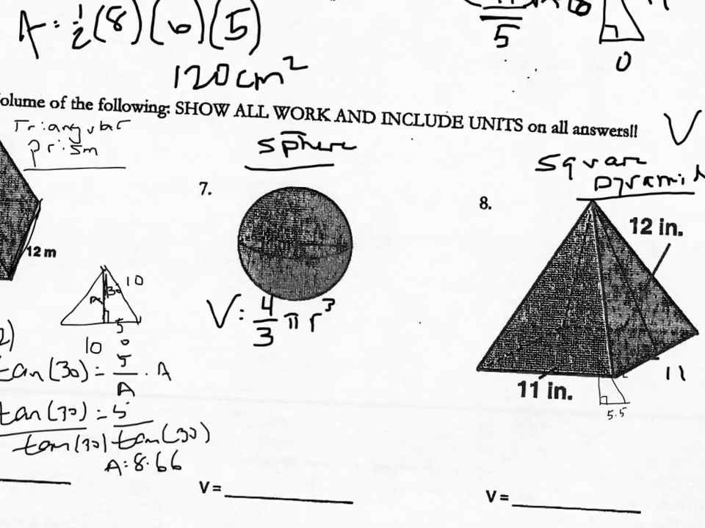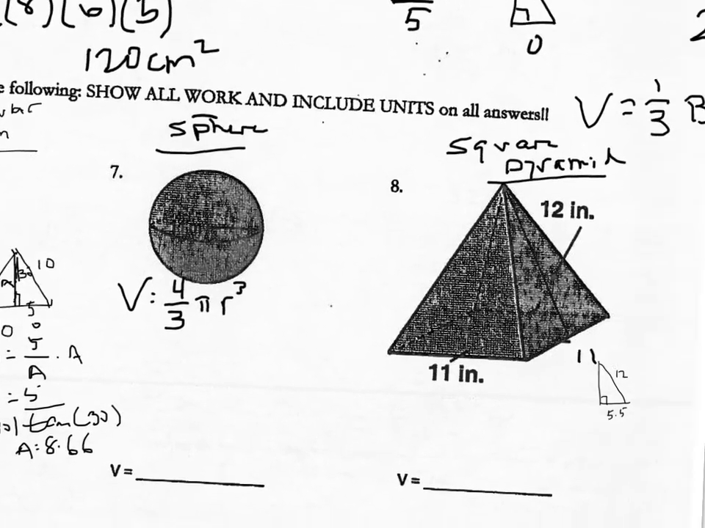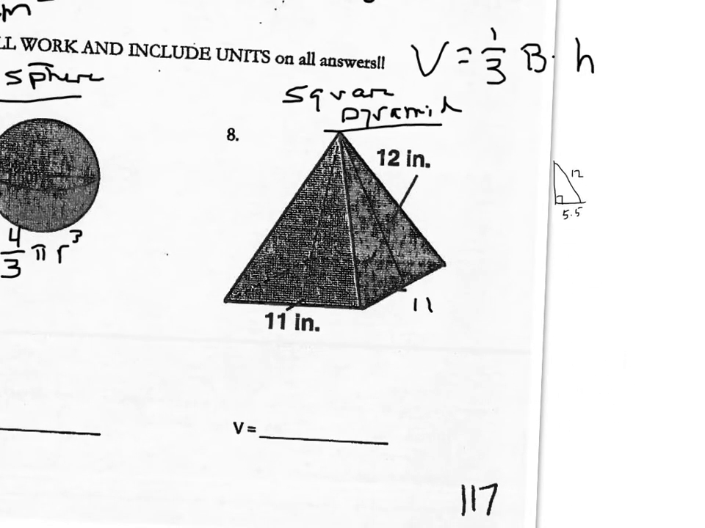Okay, number 7, I can't really see the radius. So whatever that number is, I wish I could see it. You just plug that radius in. I think it might give you a diameter. If it gives you diameter, divide by 2. If not, plug the radius into that cube, multiply it all together, and you'll get your answer. Let's go over to our square pyramid.